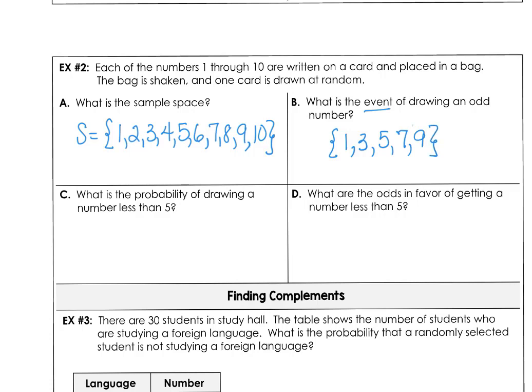And then what's the probability of drawing a number less than 5? Well, that would be drawing a 1, a 2, a 3, or a 4. So there are 4 favorable outcomes out of our 10 sample space, so that's 2/5 or 40%. And then what are the odds in favor of getting a number less than 5? So that would be 4 out of 6 or 2 out of 3.